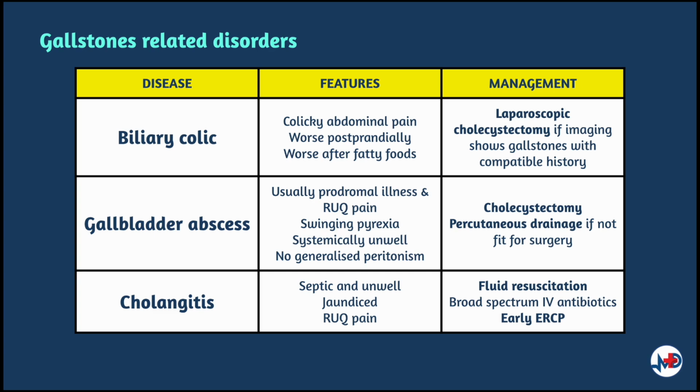Next would be gallbladder abscesses. And usually you would expect to have prodromal illnesses with right upper quadrant pain. There would be swinging pyrexia, the patient would be systemically unwell, and there won't be generalized peritonism, however. The treatment for this would be cholecystectomy, and percutaneous drainage if not fit for surgery.